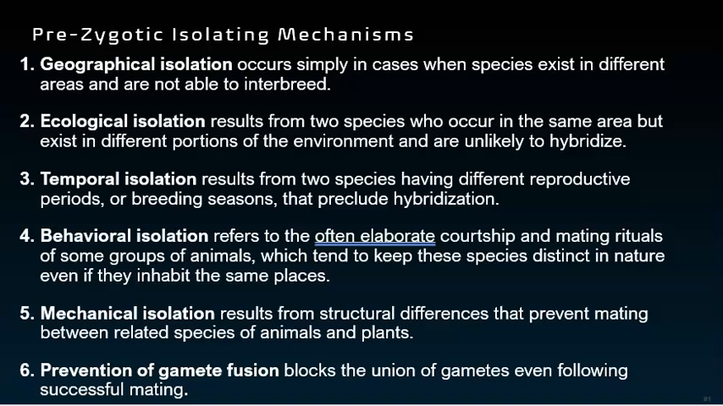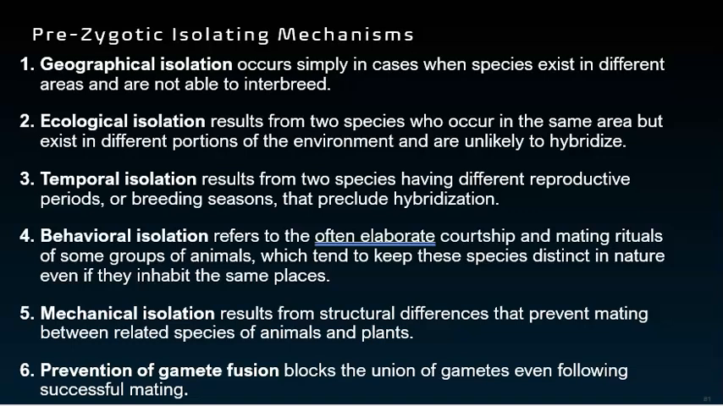We'll finish this slide. So then there's prevention of gamete fusion, which blocks the union of gametes, even following successful mating. So they could have had intercourse, they could have gotten together, but that zygote is not going to be formed because there is a blocking of the fusion of those gametes so that no zygote can be formed. Those are the prezygotic isolating mechanisms.